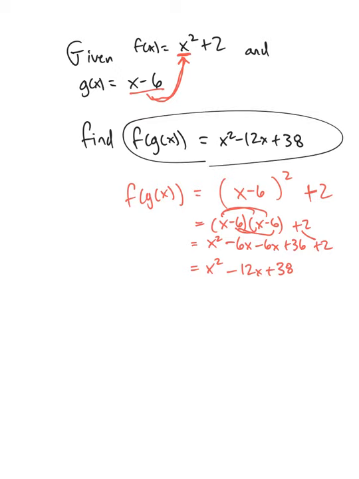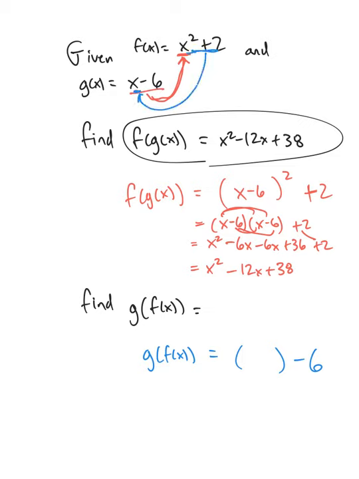All right. And just for practice sake, let's find it the other direction. Let's find g of f of x. Okay, so starting with the g function, it's x minus 6. What are we substituting for x? So this one's going the other direction. This is taking the f function and plugging it in just for x. So x squared plus 2. Well, x squared plus 2 minus 6 is x squared minus 4, just combining like terms.